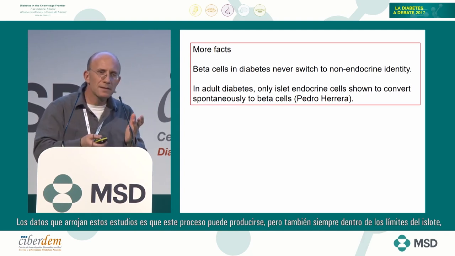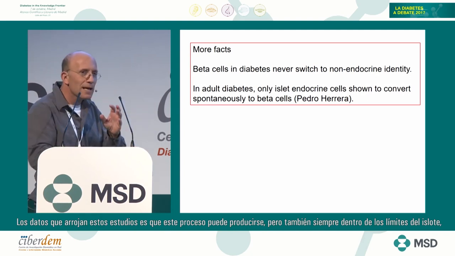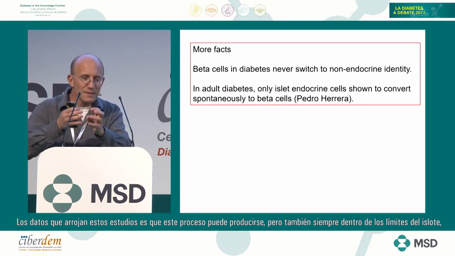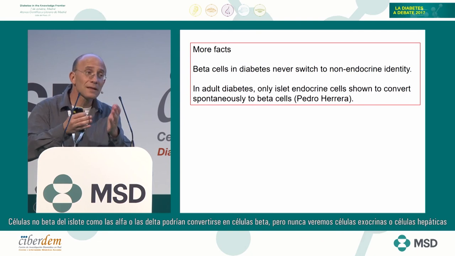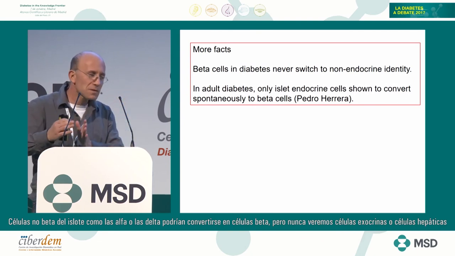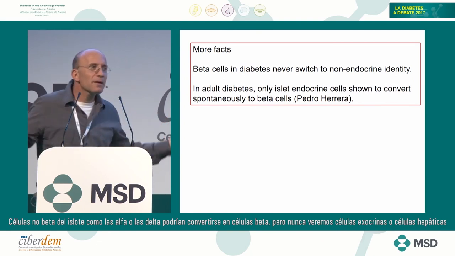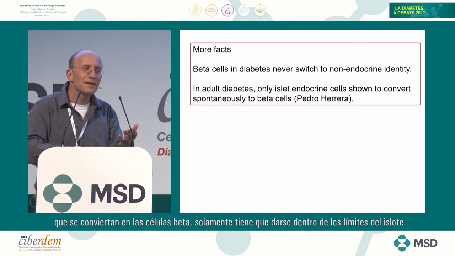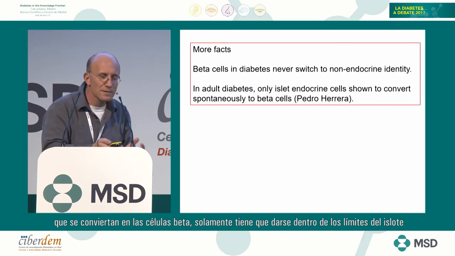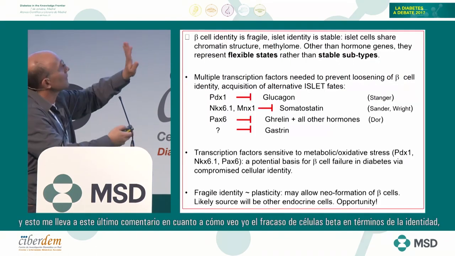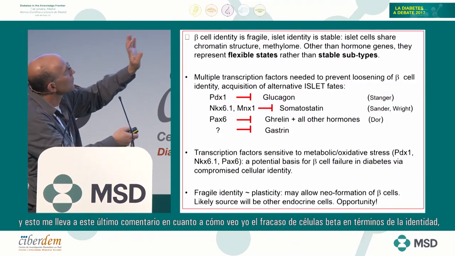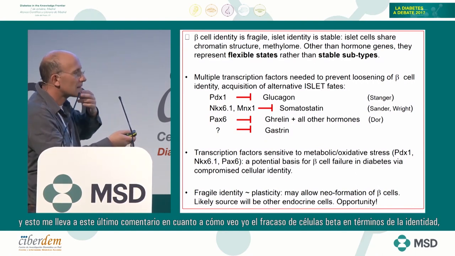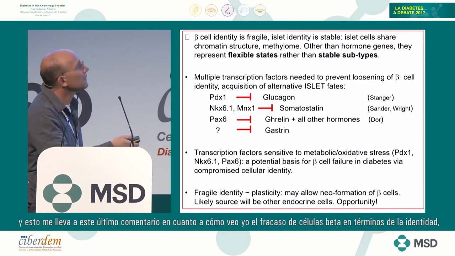The emerging evidence from these studies is that this process can happen, but also always within the islet boundary. So non-beta cells in the islets, like alpha cells or delta cells, may under special circumstances become beta cells. But never ever will you see duct cells or exocrine cells or liver cells spontaneously becoming beta cells. It's all within the confines of the islets. Leading me to my final comments on how I see beta cell failure in terms of beta cell identity in type 2 diabetes.